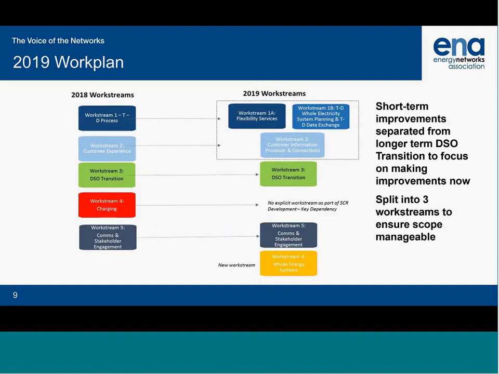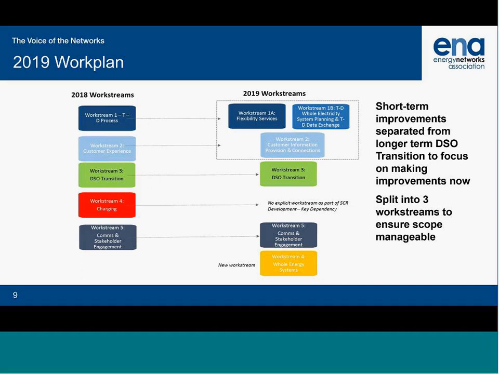This slide shows how we've structured our work and how we've continued the development work from last year. There are two main areas on the right-hand side for our development work at the top here. We have separated out short-term improvements from the longer-term DSO transition elements. And the reason for that is for us to keep a focus on making improvements now. We tried a number of changes in transmission and distribution processes last year, which we're now monitoring through to implementation.